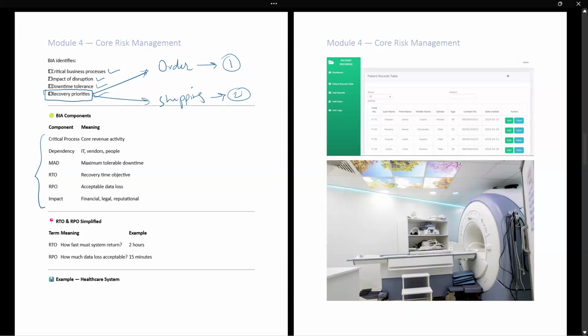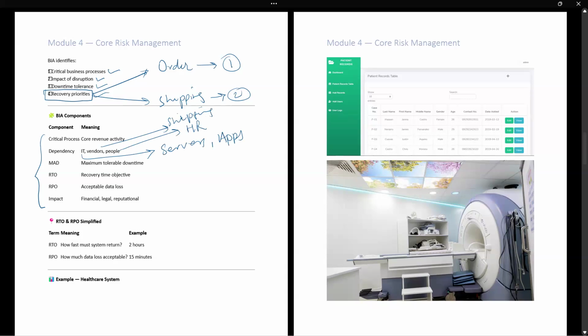Next one is dependency. Now you will have to see how you are processing these particular processes, core revenue activities, how you are maintaining it. So you will have some dependencies like IT systems in place, like servers, applications, correct? Vendors, people. Vendors means shipping vendor. People is obviously human resource.